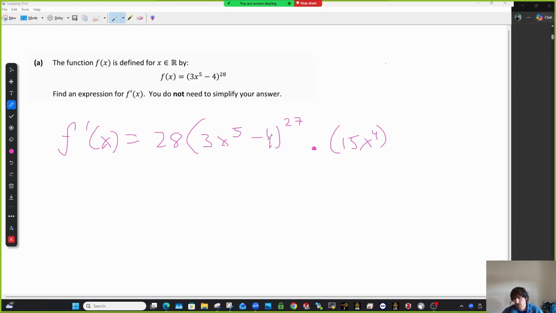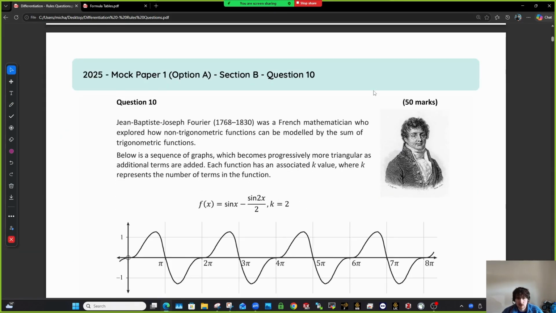The derivative of the minus 4 is 0, because it's a constant. And so that's that. And then it says just don't simplify it, and I'm okay with that. Okay, cool. Keep moving along. So what are we doing? We haven't even hit 10 minutes. That's great.